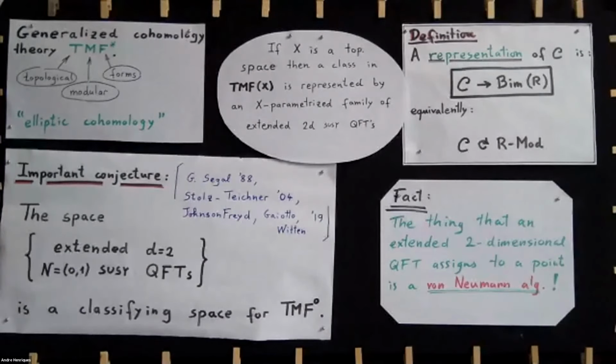And so I have a paper in 2013 where I show that in the case of conformal field theories, this really holds true. Namely, there is a meaningful way of extending conformal field theories to points where what you assign to a point is really a von Neumann algebra.